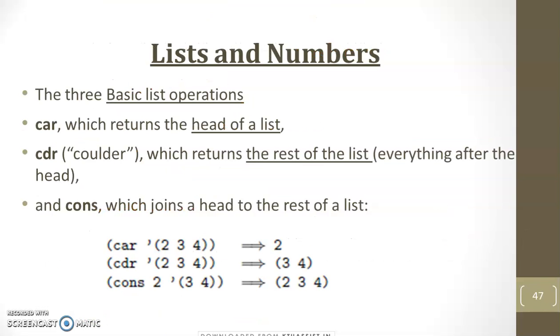Then the three basic list operations here are CAR, CDR and CONS. CAR returns the head of the list. CDR removes the head, and the rest of the list is returned. CONS joins the head to the rest of the list.